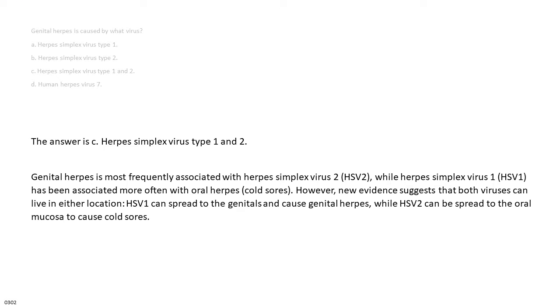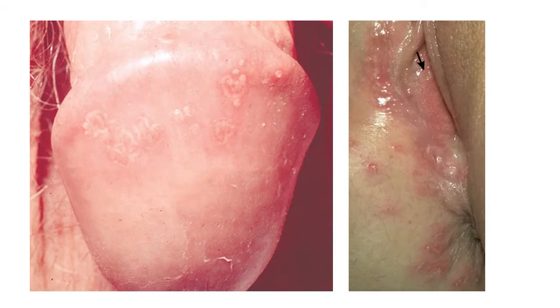The answer is C. Herpes simplex virus type 1 and 2. Genital herpes is most frequently associated with herpes simplex virus 2, HSV2, while herpes simplex virus 1, HSV1, has been associated more often with oral herpes, cold sores. However, new evidence suggests that both viruses can live in either location. HSV1 can spread to the genitals and cause genital herpes, while HSV2 can be spread to the oral mucosa to cause cold sores.